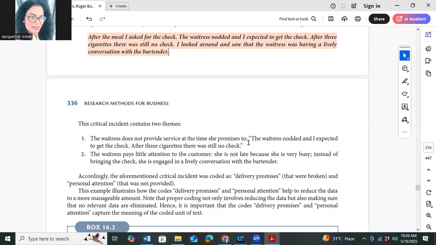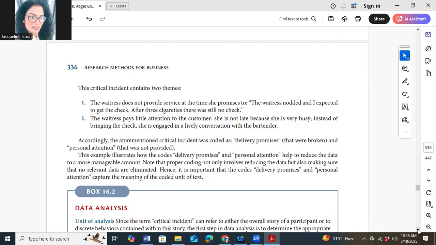Second, the waitress pays little attention to the customer. She's not late because she's very busy. Instead of bringing the check, she's engaging in a lively conversation with the bartender. ये चीज़ बताई गई है. एक, they are not paid in time. The second thing is carelessness or low priority of the bartender. The person is engaged somewhere else. The two themes are mentioned. ये दो theme हमने निकाले.